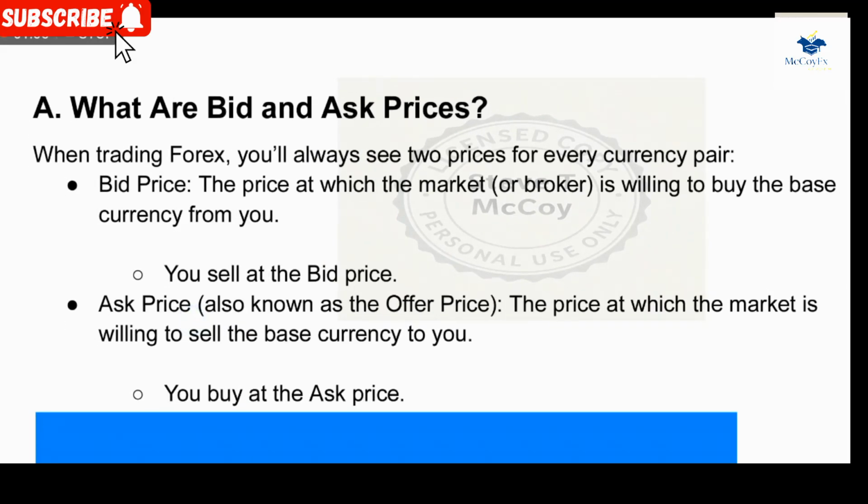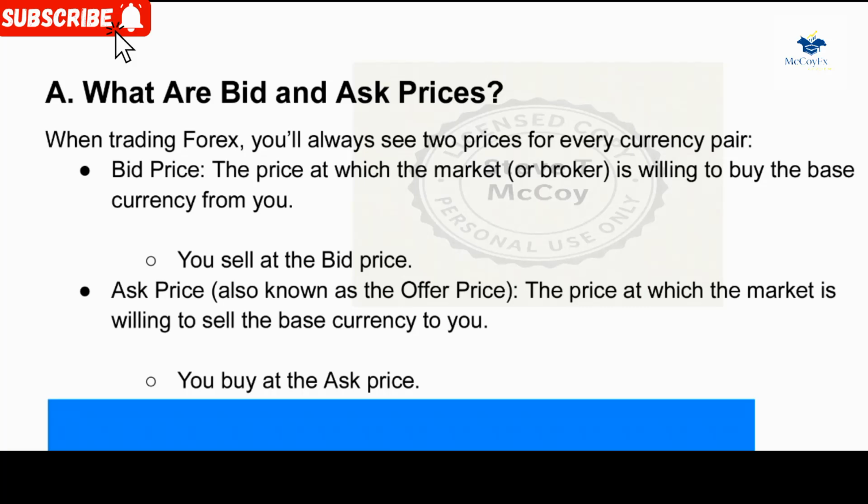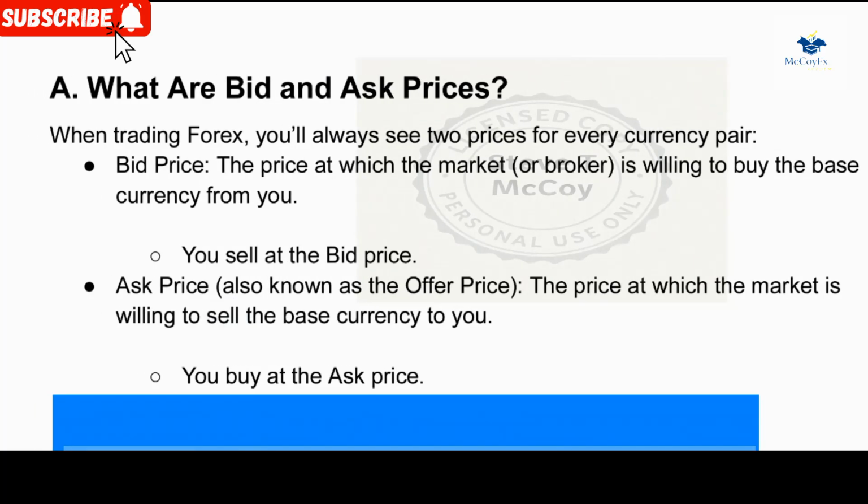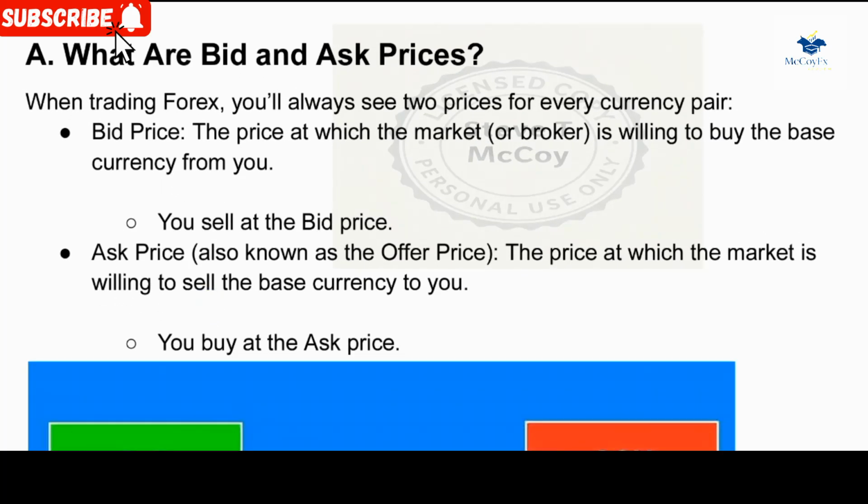What are bid and ask prices? When trading forex, you will always see two lines or two prices for every currency pair. We have the bid price. The bid price is the price at which the market or broker is willing to buy the base currency from you. We've already discussed what the base currency is. So bid price is the price at which the market or your broker is willing to buy the base currency from you. You sell at the bid price.